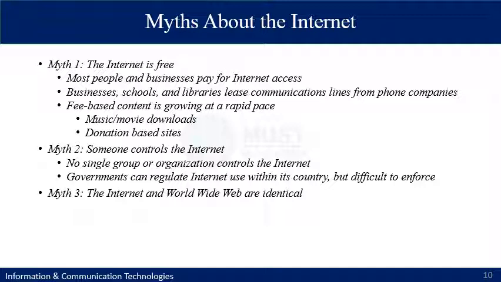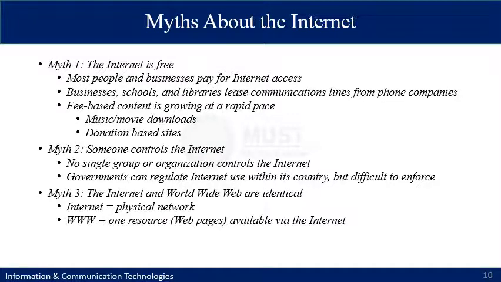Another myth about the internet is that the internet and the World Wide Web are identical. And again, it is wrong. The internet is the whole collection of connected networks. However, the World Wide Web is a part of the internet. So the internet is a physical network. On the other hand, the World Wide Web is one resource available through the internet. There are other resources available through the internet such as mail transmission or file transmission from one host to another.